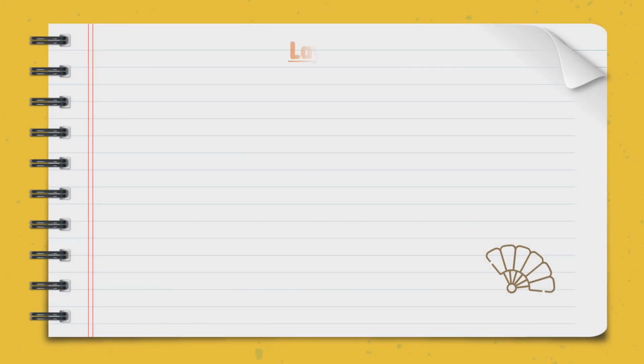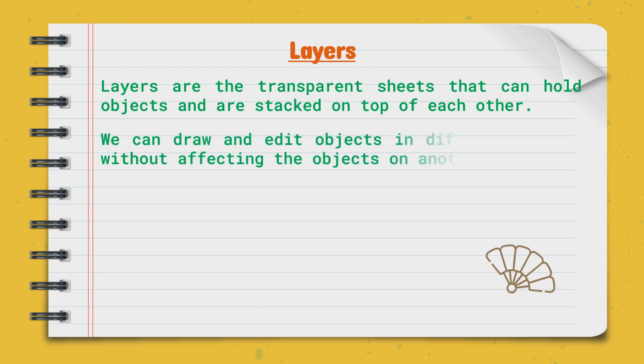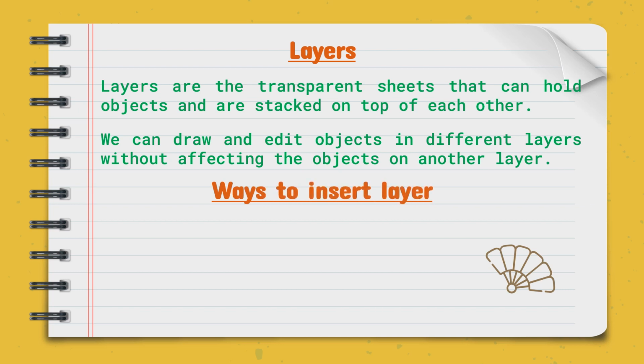Now, what is a layer? Layers are the transparent sheets that can hold objects and are stacked on top of each other. And we can draw and edit objects in different layers without affecting the objects on another layer. Layers help us to manage multiple objects on a single canvas. We can have different objects in different layers and we can modify them differently without affecting the objects on another layer.